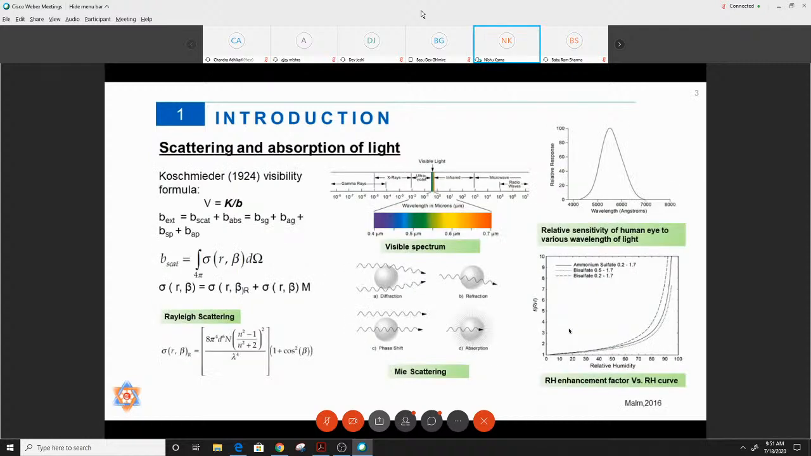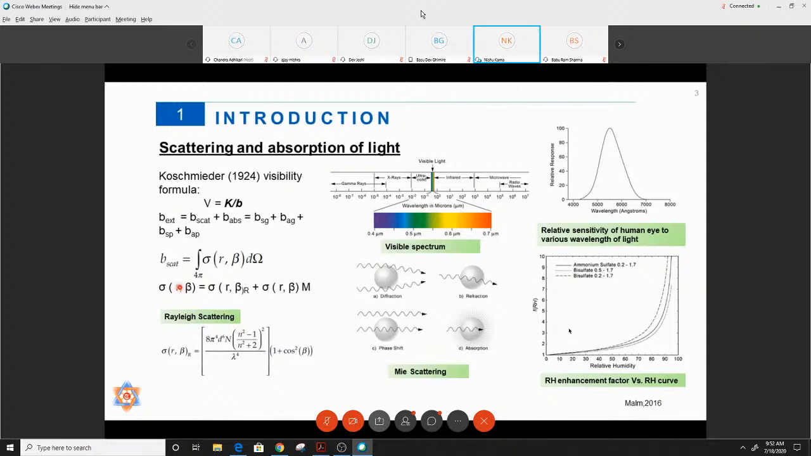Visibility is governed by a very simple looking expression called the Koschmieder formula, shown here: V equals K by b, where K stands for the Koschmieder constant and b for the extinction coefficient, which is the fractional loss of light due to scattering or absorption per unit distance along the sight path. It is the total sum of scattering and absorption by gases and particles present in the atmosphere.